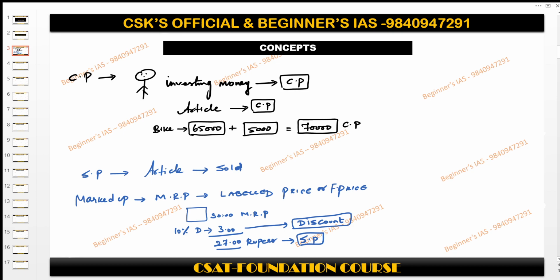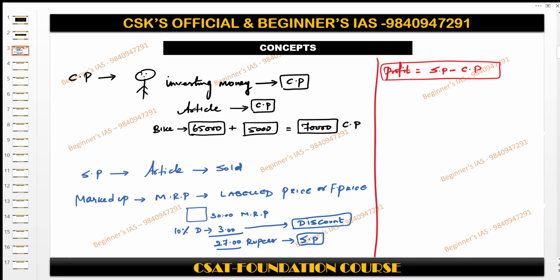Why I'm saying this is that in the near future I'll give you the formula, then you will be able to know why I'm giving this information. Even without the formula you can do the problem. Now, what do you mean by profit? Profit is nothing but selling price minus cost price. That is called profit.